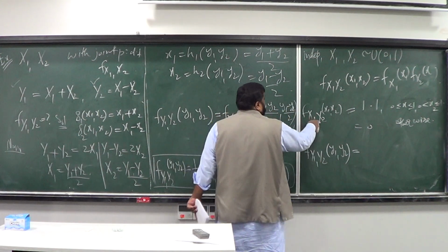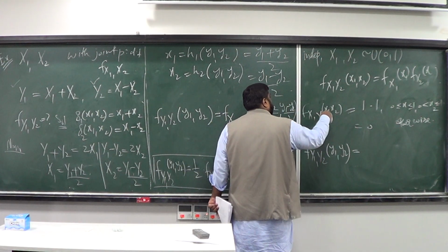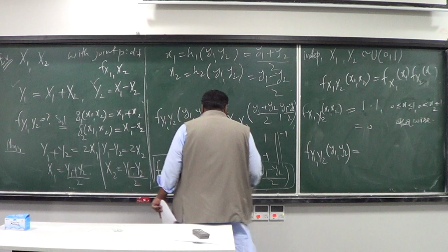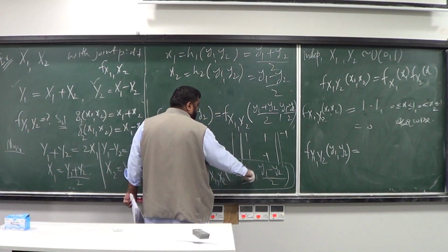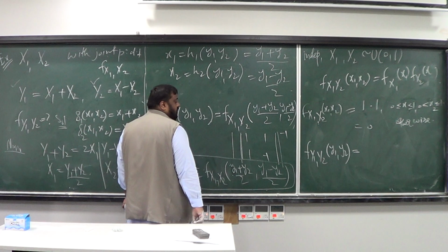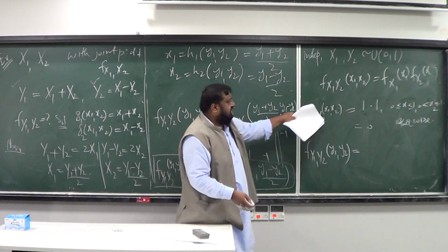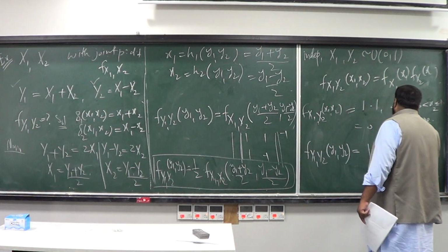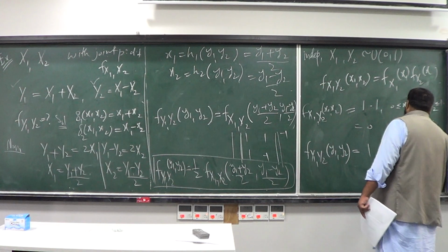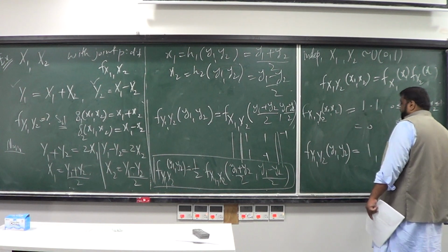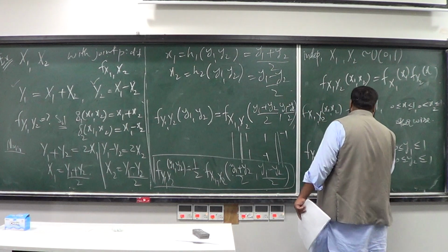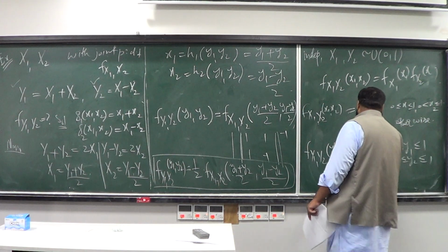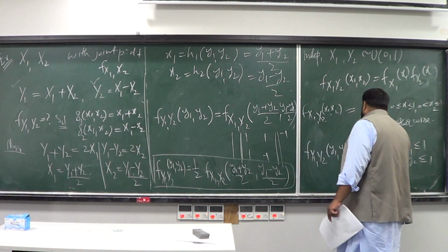So f of x1, x2 is a function that takes any x1, x2 but gives an answer of 1 actually. So what would be f of x1, x2 at (y1 plus y2) and (y1 minus y2) upon 2? Again 1 actually, because it's a constant function. So it's going to be 1 when y1 and y2 are between 0 and 1, multiplied by 1/2, so this is going to be equal to 1/2, and equal to 0 otherwise.